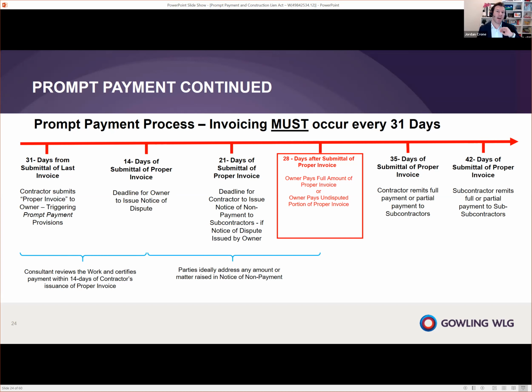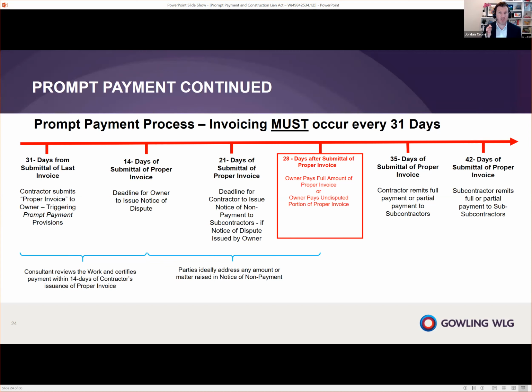So we start on the left, which is 31 days from the submission of the last invoice. And this is when the contractor is going to submit the proper invoice. The submission of the proper invoice is going to trigger all the prompt payment provisions. 14 days from the submission of that proper invoice, so we've now advanced 14 days, this is the deadline for the owner to issue a notice of dispute as it relates to all or a portion of that invoice. 21 days from the submission of the proper invoice is the deadline for the contractor to issue a notice of non-payment to its subcontractors if there was a notice of dispute issued by the owner.